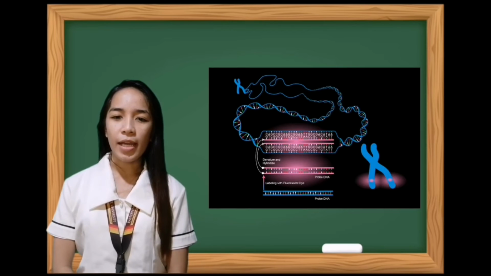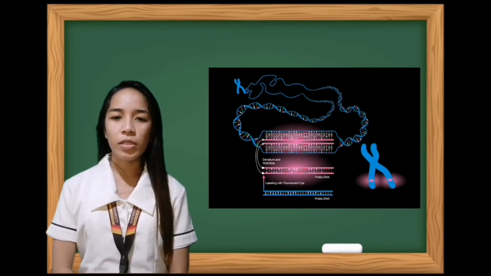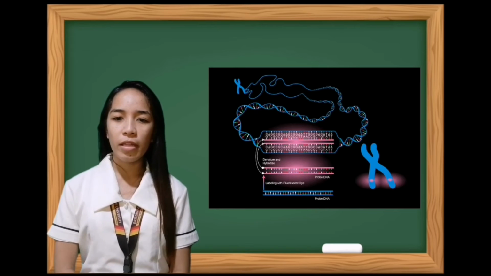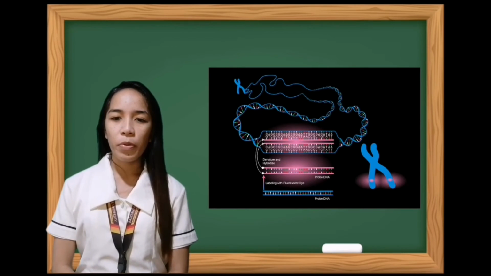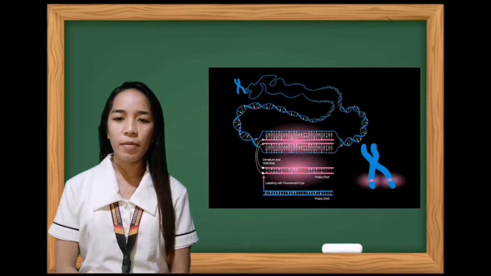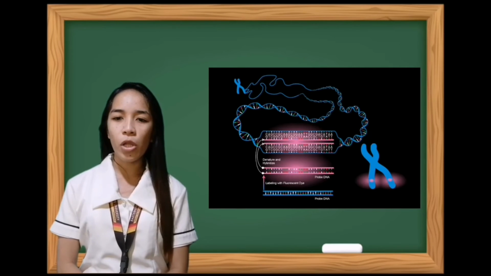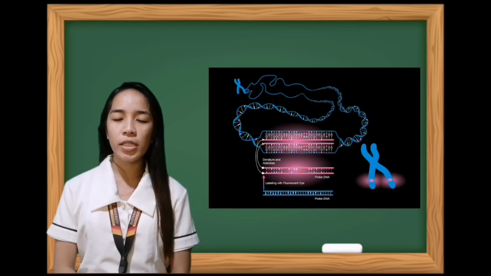FISH is more precise and targeted than conventional chromosome staining because it uses DNA probes that are complementary to specific DNA sequences. The probes are attached to molecules that fluoresce when illuminated, producing a flash of color precisely where the probe binds to a chromosome in a patient sample.